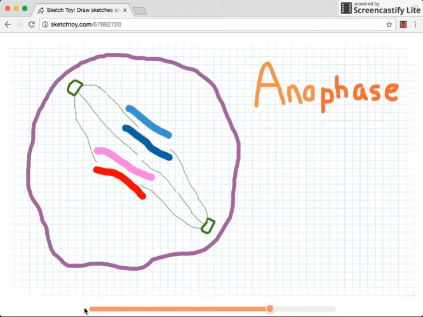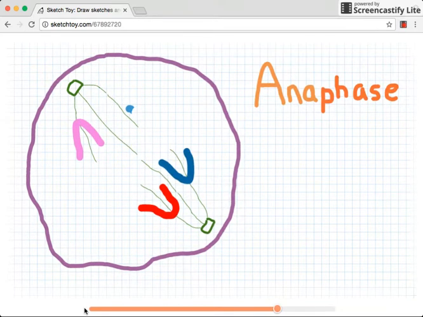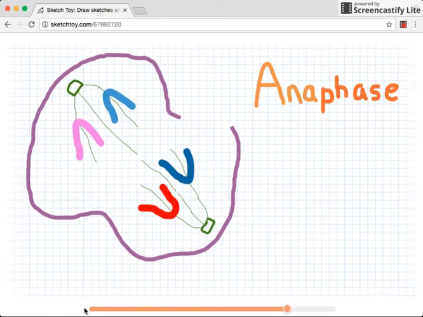Now we're in anaphase, and during anaphase, what's going to happen first is that those chromosomes are going to start being pulled to the sides of the cell. The cell's going to begin dividing its DNA. Now there's two exact copies of the same DNA on the two different ends of the cell. And the other thing that's happening is the cell membrane is beginning to change its shape. It knows it's going to need to pinch in half, so it's elongating and pushing itself inward towards the middle.